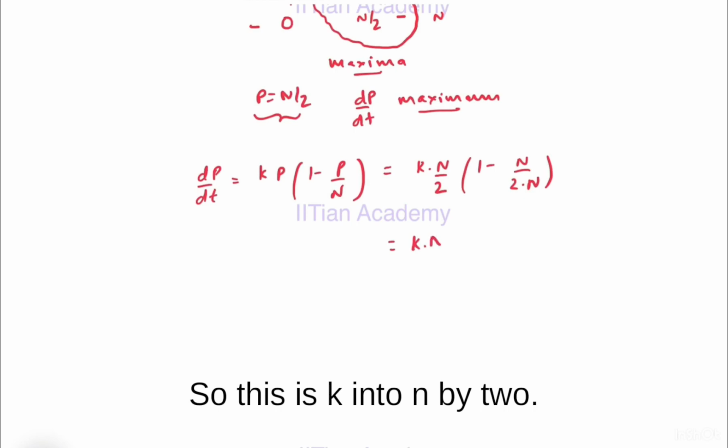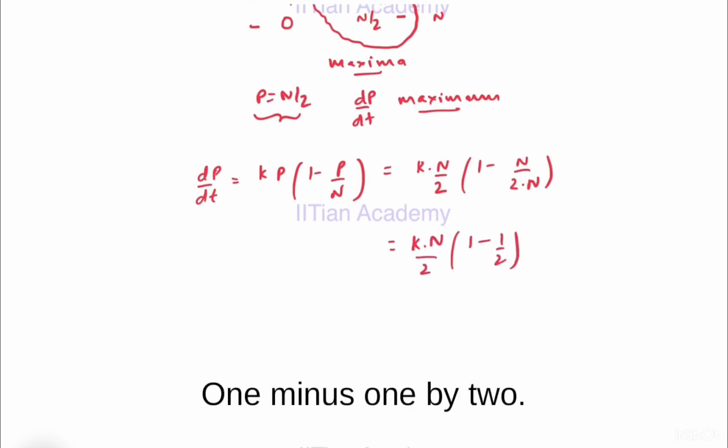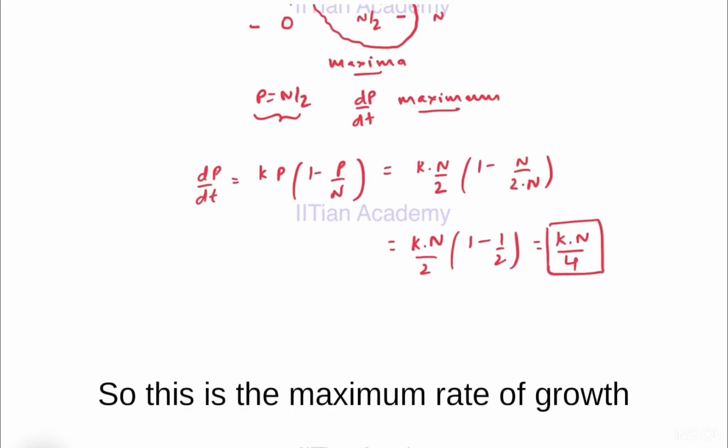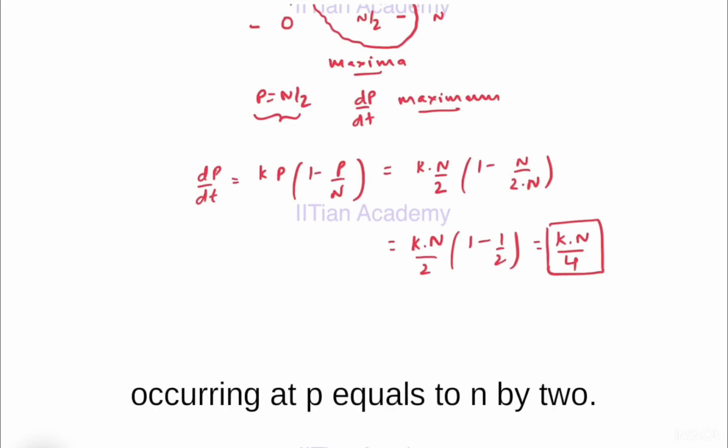So this is k into n by 2, 1 minus 1 by 2. So this is k into n by 4. So this is the maximum rate of growth occurring at p equals n by 2. On to the E part.